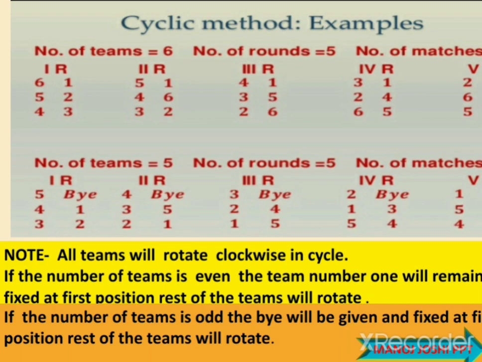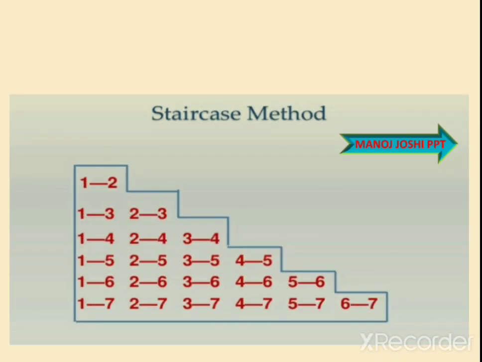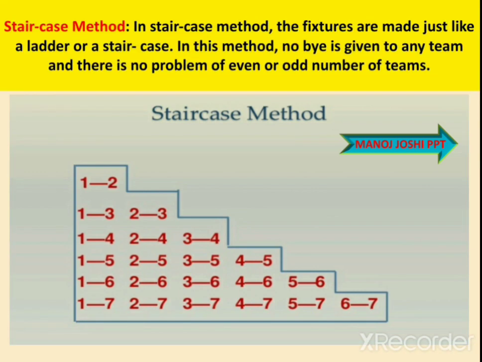The staircase method we will see then. Staircase method, the fixtures are made just like a ladder or a staircase. In this method, no bye is given to any team and there is no problem of an even or odd number of teams. So the number of rounds in the staircase method will always be n minus 1.